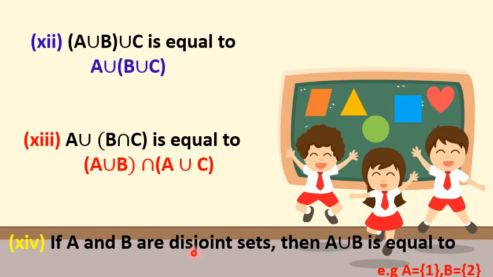Then if A and B are disjoint sets, then A union B is equal to... Disjoint sets means that there is nothing common between them. For example, these are the two sets. You can see there is nothing common. So what is A union B? A union B would be {1, 2}, which is equal to B union A, right? According to the commutative property.